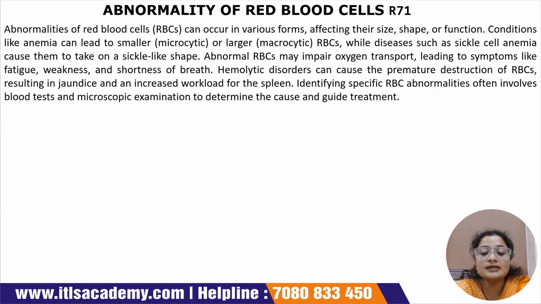Okay, now moving on to the next important subcode, as we can see over here, it is R71, which corresponds to abnormality of RBCs. So this can occur in various forms affecting their size, shape, or function. Conditions like anemia can lead to smaller, that is microcytic, or larger, that is macrocytic RBCs, while diseases such as sickle cell anemia can cause them to take on a sickle-like shape. So that is the main feature of sickle cell anemia, and that is where the disease gets its name from.